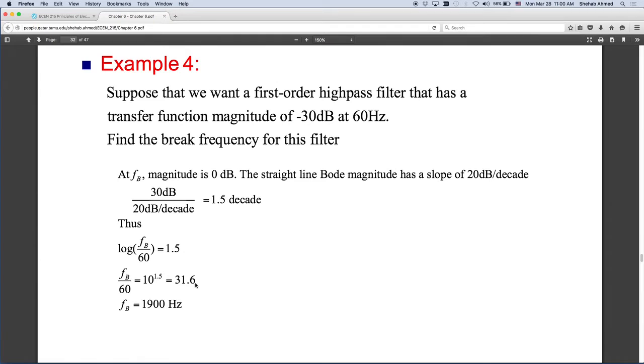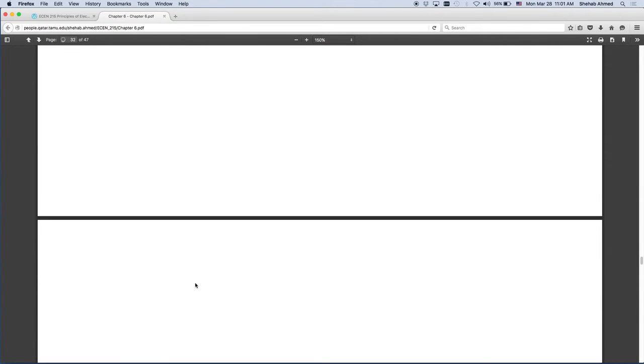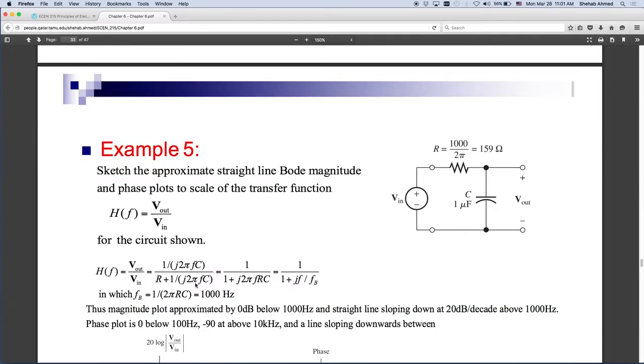I can go a step further and tell you, okay, the resistor value is so and so. Find the corresponding capacitance value to realize this filter, right? You just substitute with FB is equal to 1 over 2 pi RC, which is what we derived for the low pass filter equation. Next example.